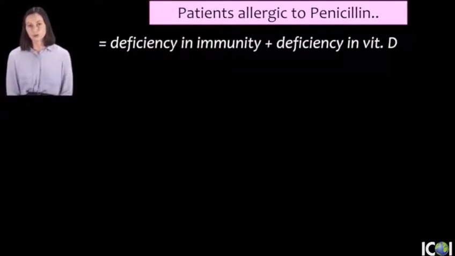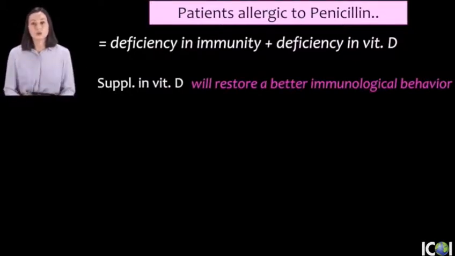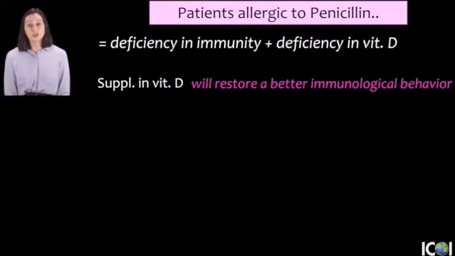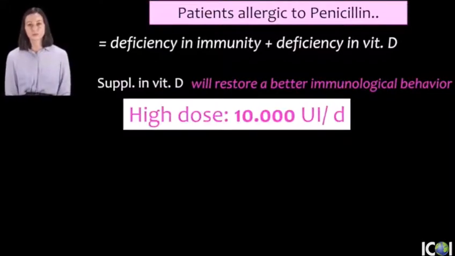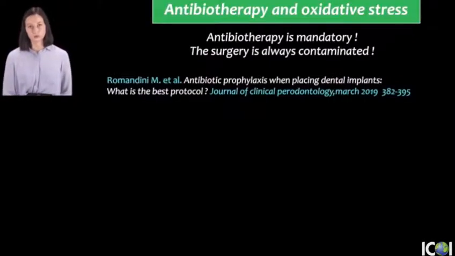These patients, they have a deficient immunity and they have a deficiency in vitamin D. What should we do? Supplement them in vitamin D to restore a better immunological behavior. And we have to give them high dose of vitamin D, 10,000 units per day. They are at-risk patients, and we should start at least 1 week before the surgery.